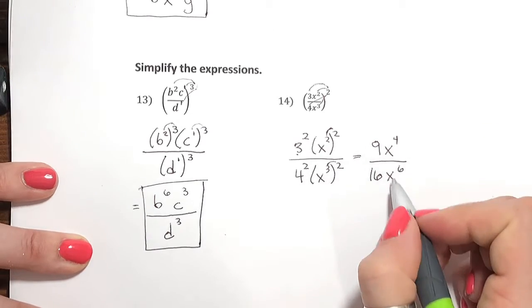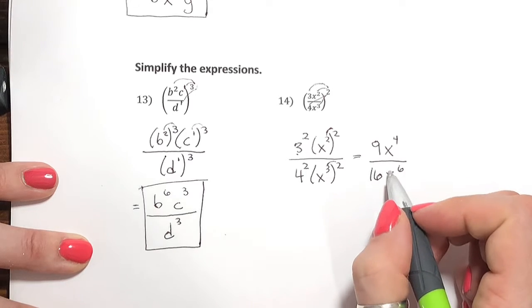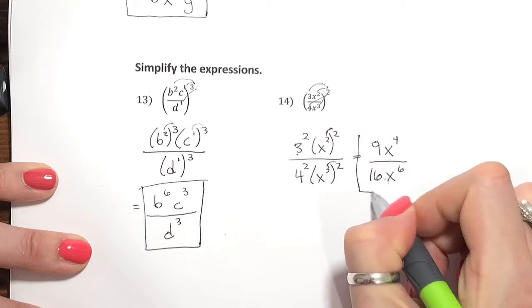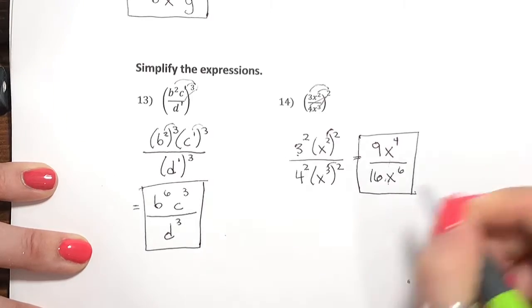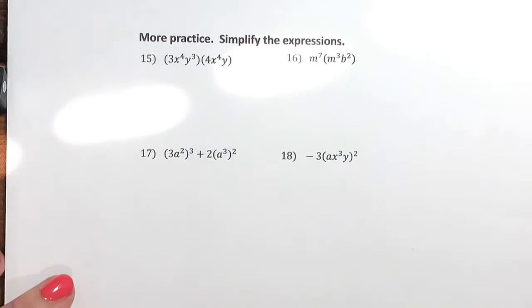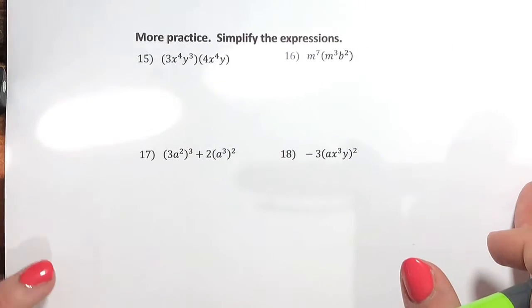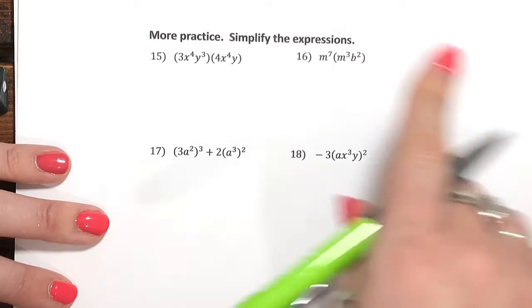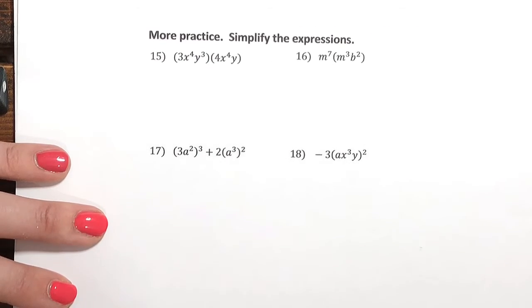And there is a way to simplify these x's where you have the same base being divided, but we are going to do that next time. So for now, we're just going to stop. Okay. Let's just try a couple more that are a little bit more difficult. These are going to be a combination of all of the rules that we've done.